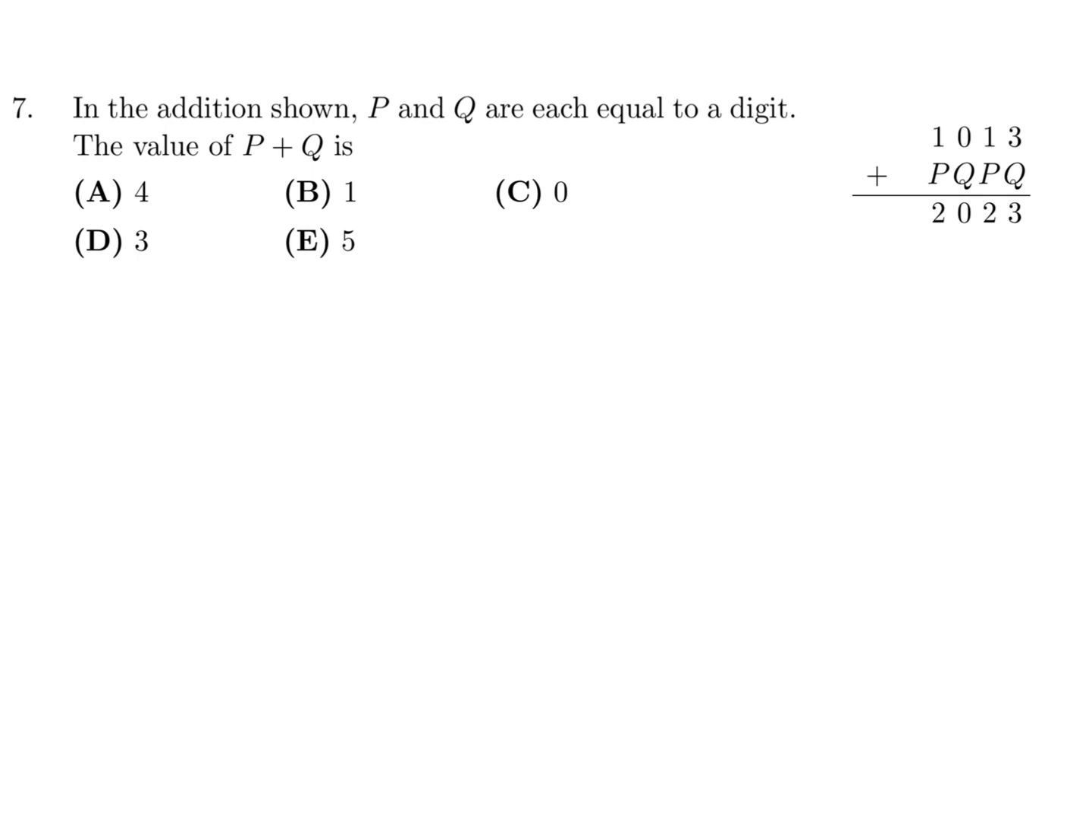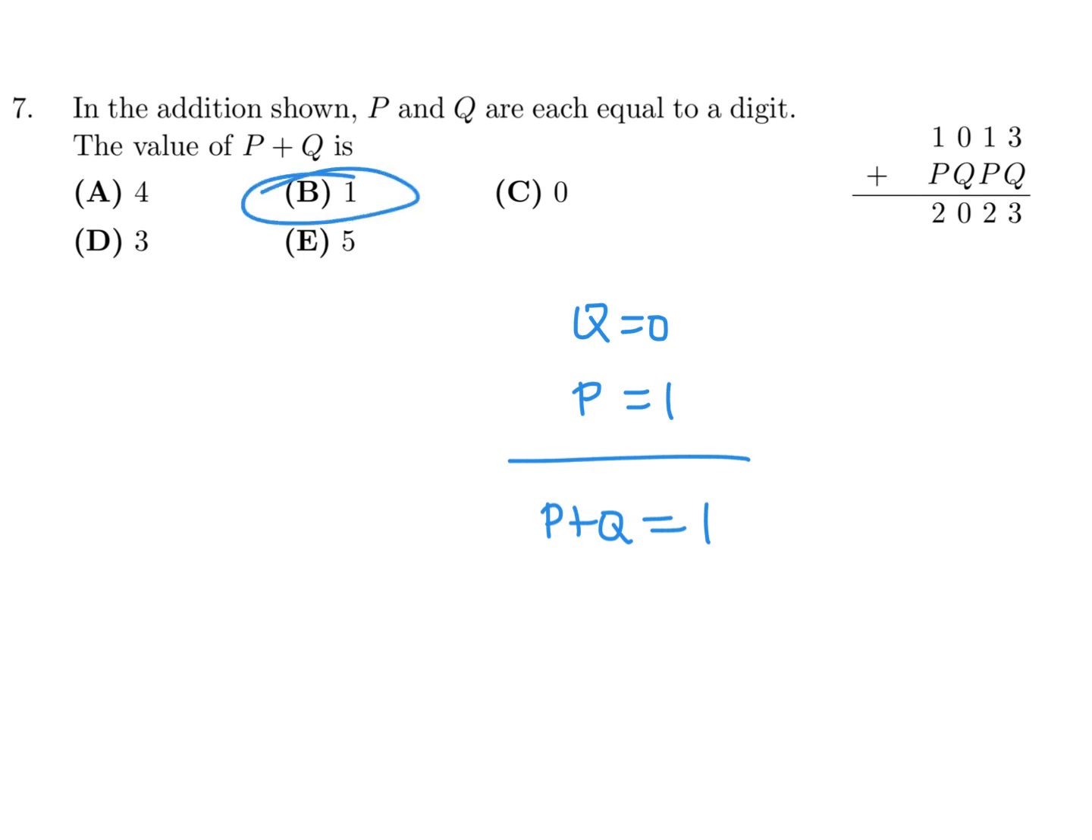In the addition shown, P and Q are each equal to a digit. The value of P plus Q is? Okay, let's do this here. So 3 plus something is 3, so obviously Q is 0. And then 1 plus P is 2, so obviously P is 1. And the rest all works out if you put in 0 for Q and 1 for P. So therefore P plus Q would be 0 plus 1, which is 1. So number 7, the answer is B.